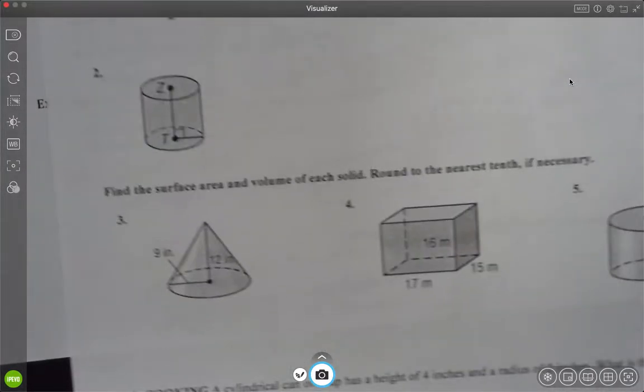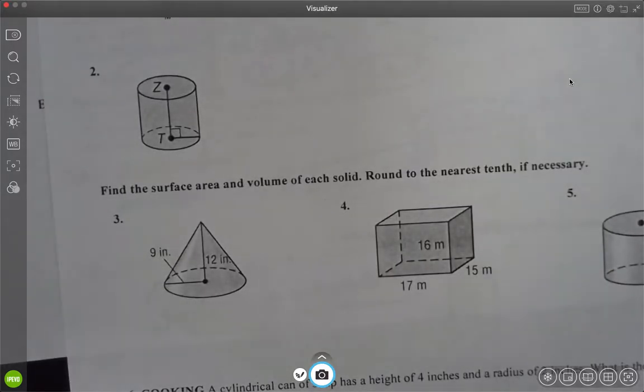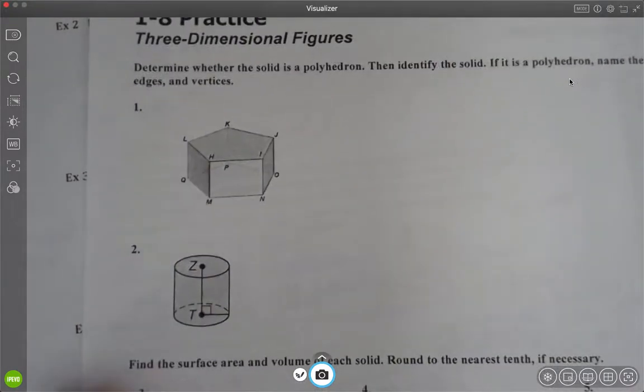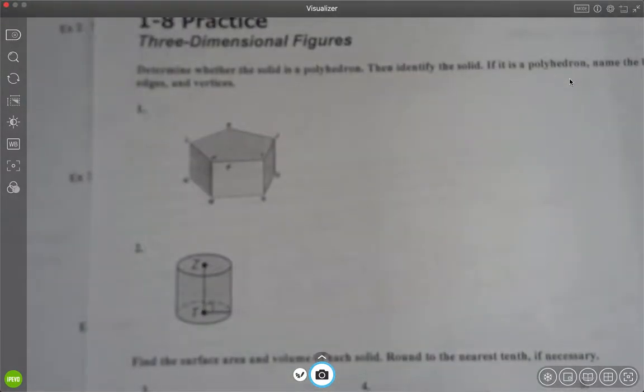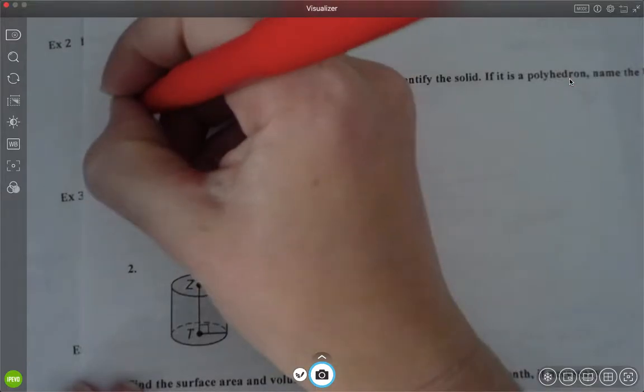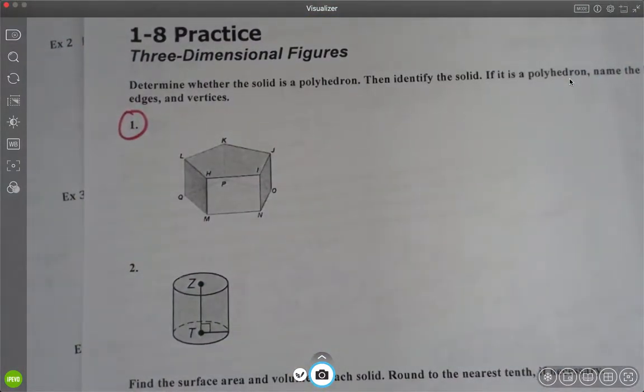Are you guys on practice side? On practice side. I told you I was going to only make you name bases, faces, edges, vertices for one of them. That is number 1 on practice side. So you have to name the bases, faces, edges, vertices, right? If it's not a polyhedron, you don't have to do anything except say no and name it, right? So number 2, is he a polyhedron? No, he's a cylinder, so that's all you put, no cylinder, okay? Number 1, you're going to put yes. What is he?